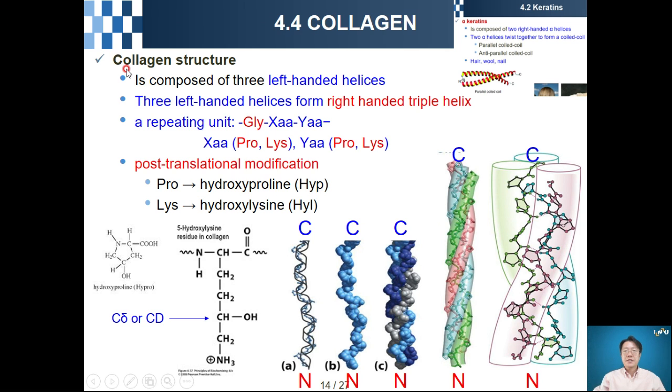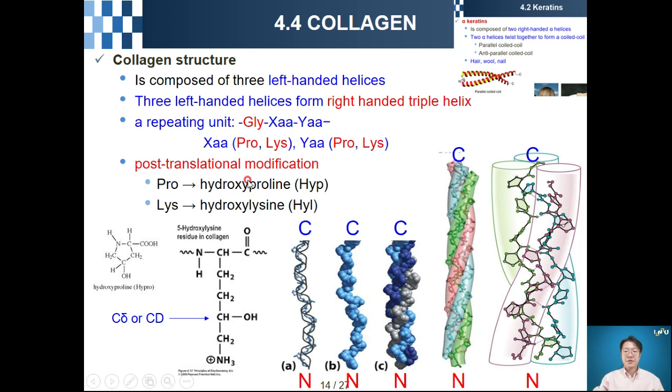And also, collagen is composed of a basic repeating unit: glycine, Xaa, Yaa. Xaa means that proline and lysine can be located here. Yaa means that proline and lysine can be located here. So the repeating unit can be glycine-proline, glycine-proline-lysine, glycine-lysine-proline, or glycine-lysine.